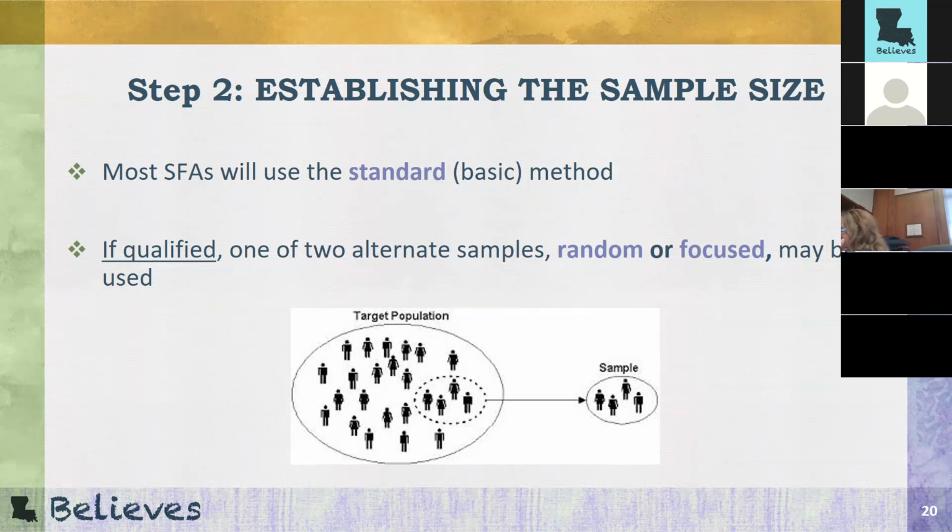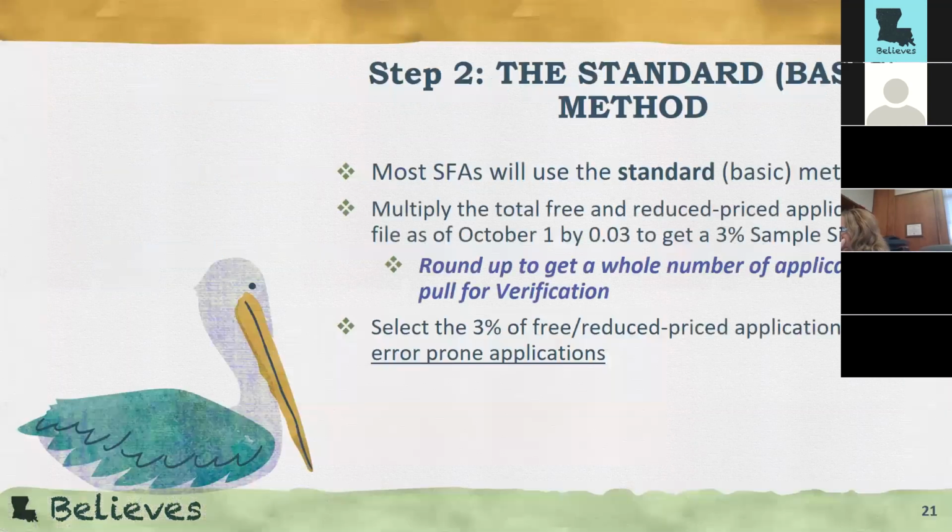LEAs must not verify more or less than the standard sample size or the alternate sample size when the alternate sample size is used. The standard size must be used by an LEA unless the LEA qualifies to use an alternate sample size. The standard sample size is equal to the lesser of 3% of all applications approved by the LEA for the school year as of October 1st of that current school year, selected from error-prone applications, or 3,000 error-prone applications approved by the LEA for the school year as of October 1st of the school year.